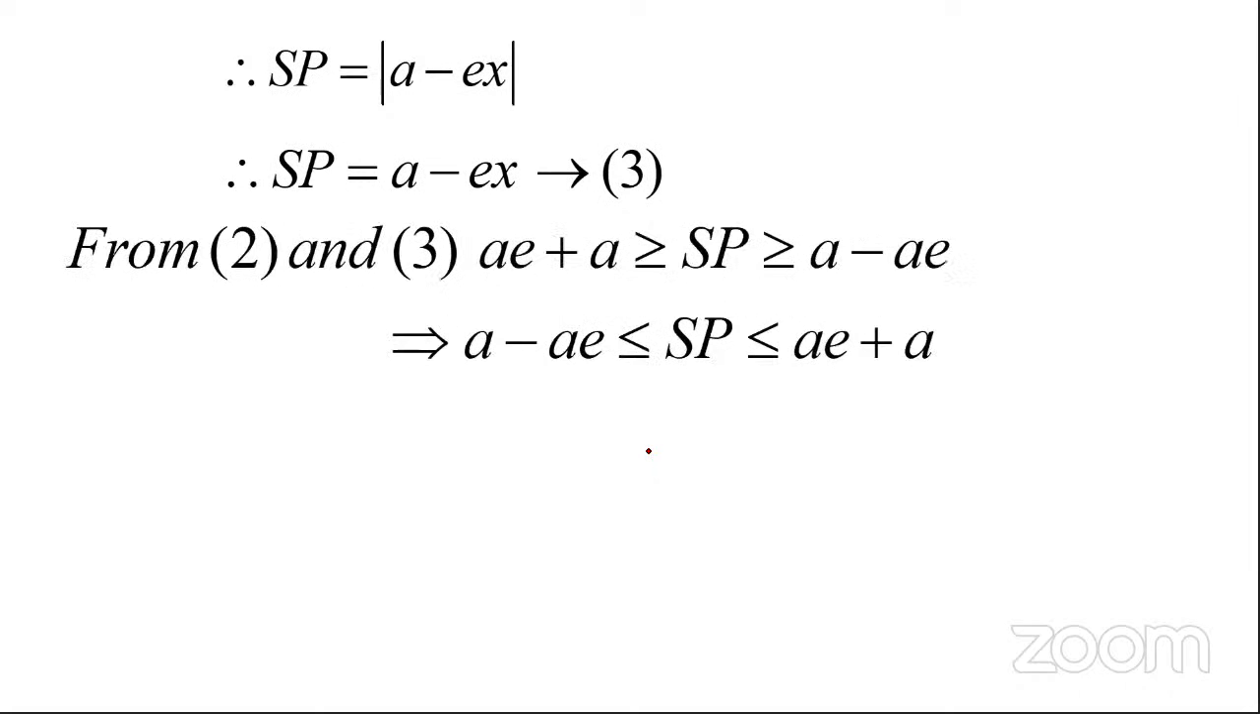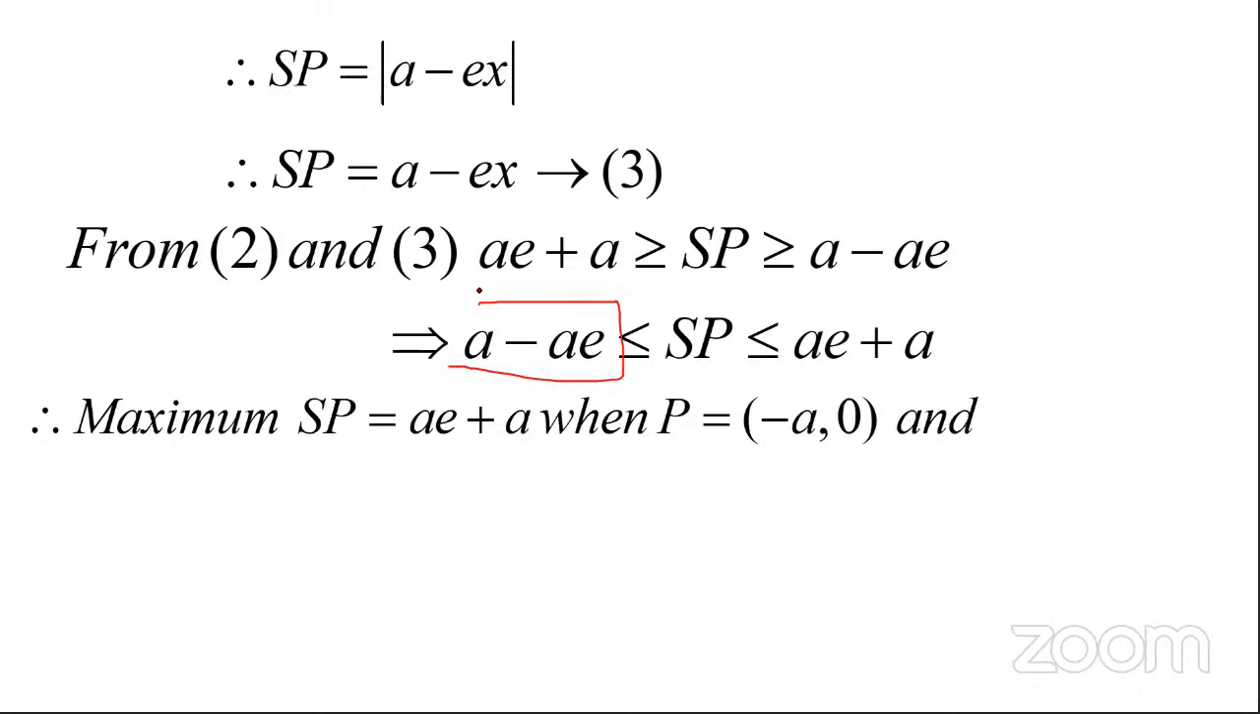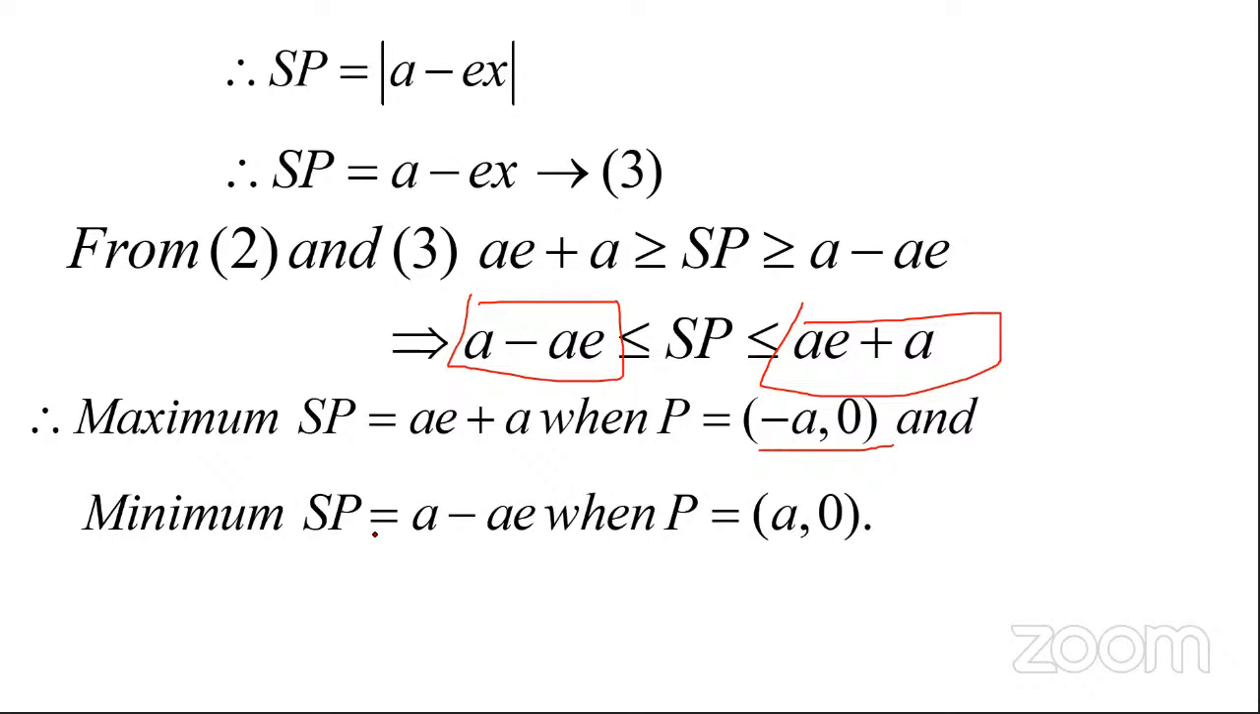Then from 2 and 3, the SP value we have is a minus ex, and ae plus a is greater than or equal to SP is greater than or equal to a minus ae. Just reversing that equation, you will get a minus ae is less than or equal to SP is less than or equal to ae plus a. From that, this is the minimum value and this is the maximum value. SP maximum value is SP equals ae plus a, which is P at minus a comma 0. This is the minimum value, SP equals a minus ae, when P is a comma 0.